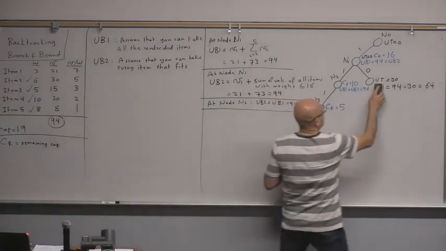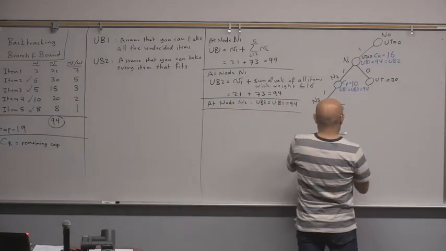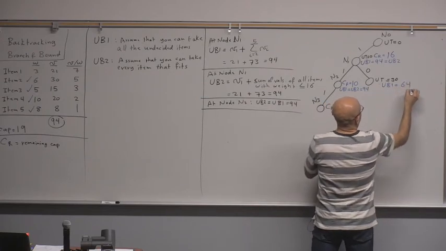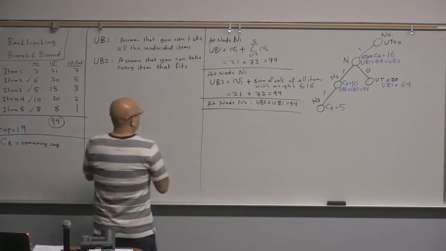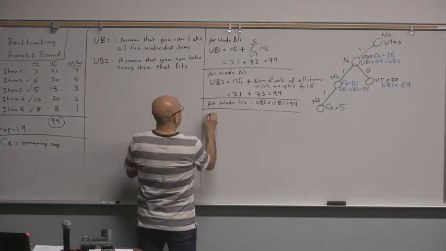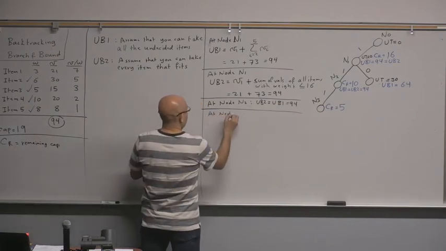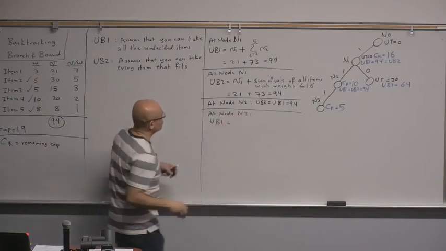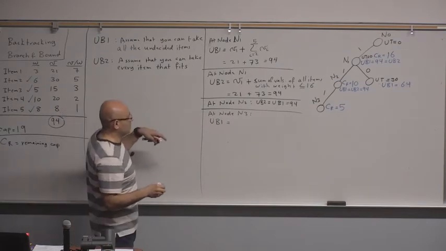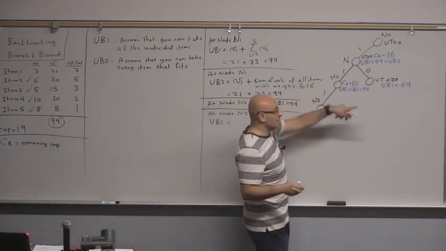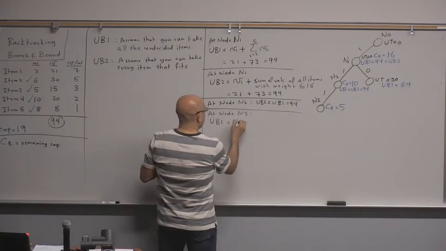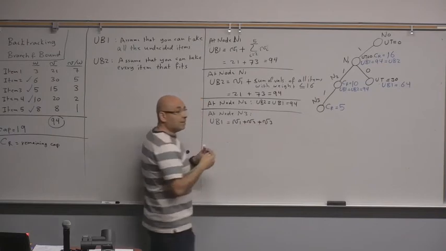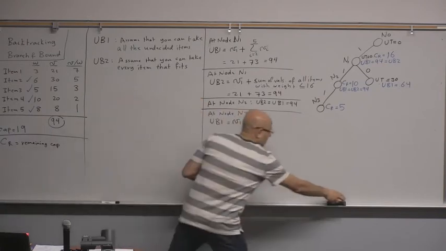Okay, and here UB1 equals 64. So now at node N3, UB1 is not going to change because we keep taking items. So it's going to be now V1 plus V2 plus V3. So these are the taken items. So let me put it in a clearer way.